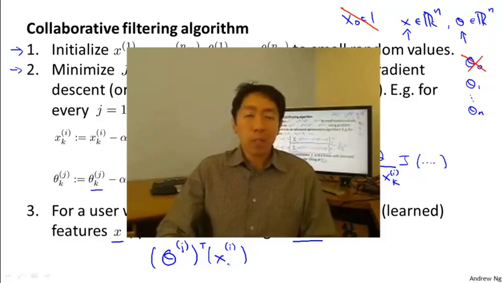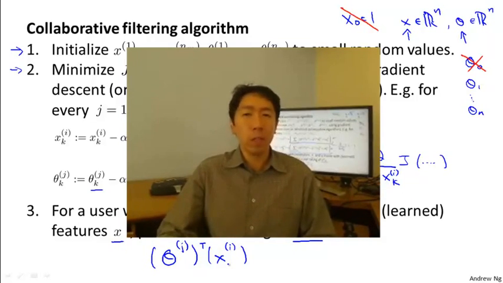So that's the collaborative filtering algorithm, and if you implement this algorithm, you actually get a pretty decent algorithm that will simultaneously learn good features for hopefully all the movies, as well as learn parameters for all the users, and hopefully give pretty good predictions for how different users will rate different movies that they have not yet rated.